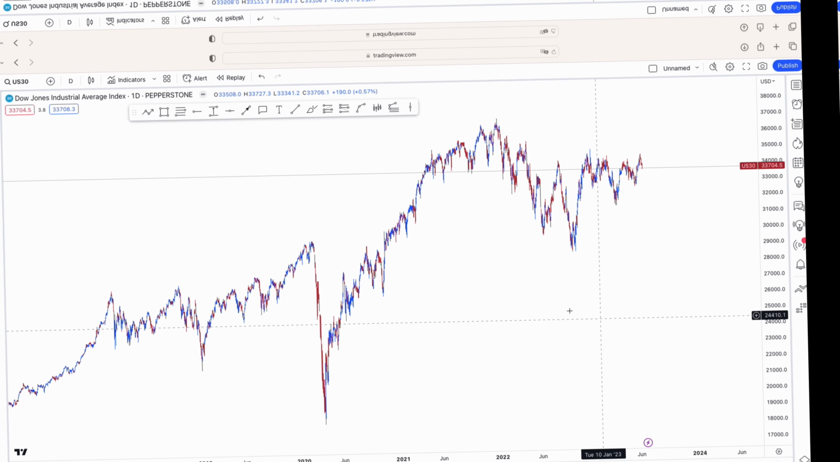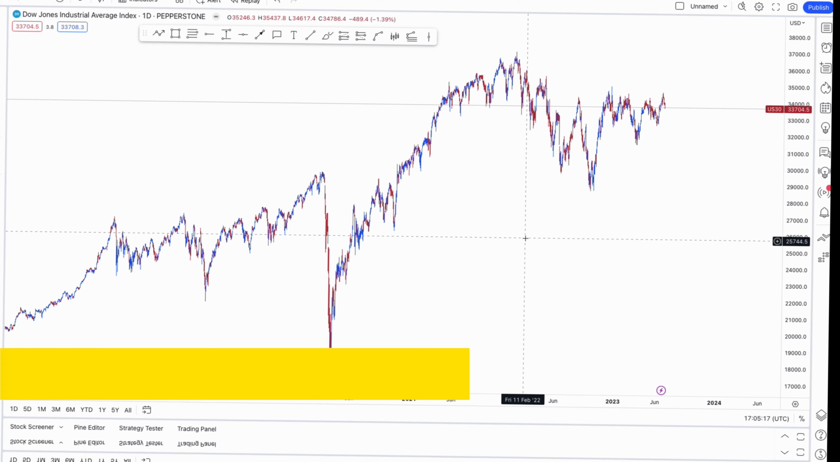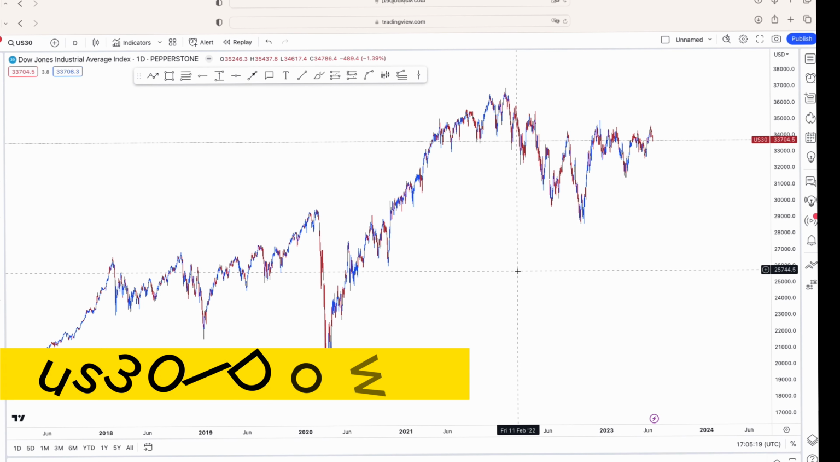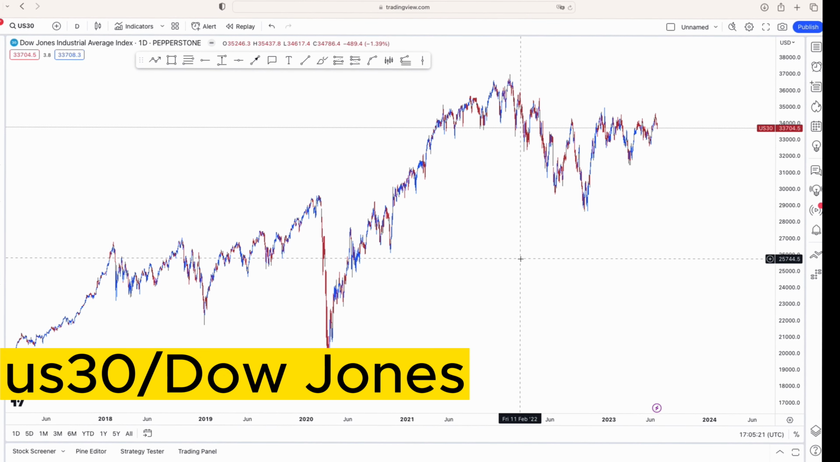So looking at this chart which we have here, it's US30. We're going to analyze US30 in today's video. I'm going to predict where the market is going in the next couple of weeks.